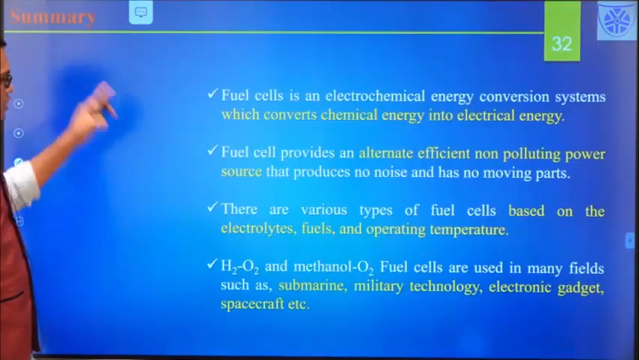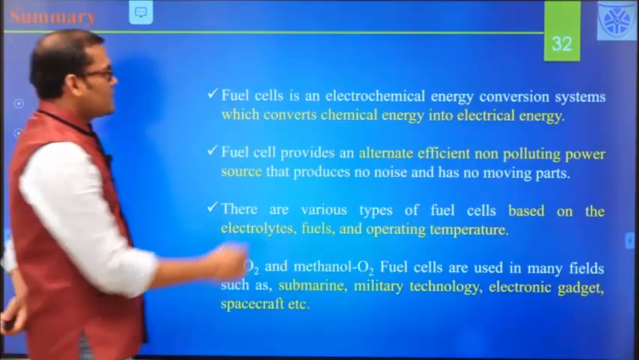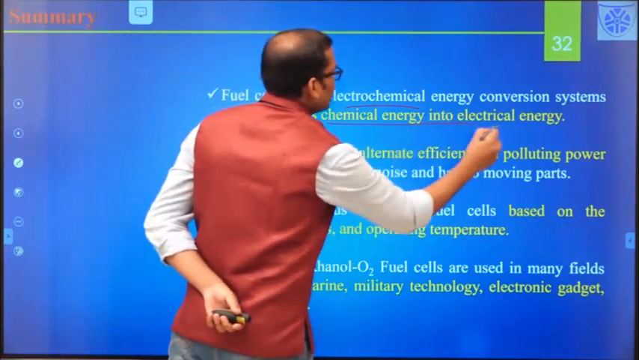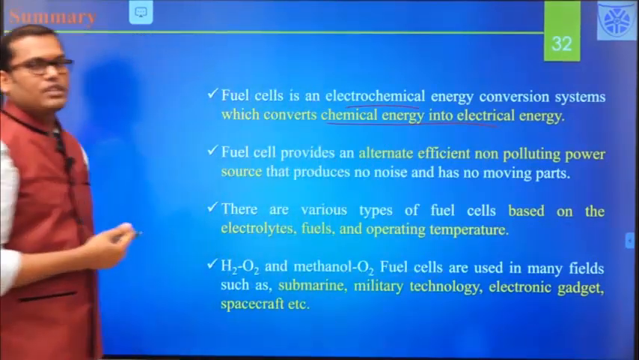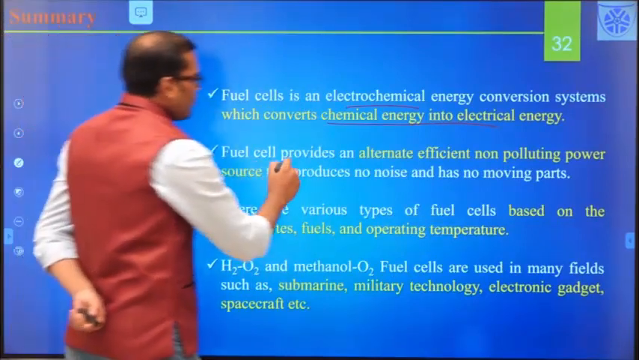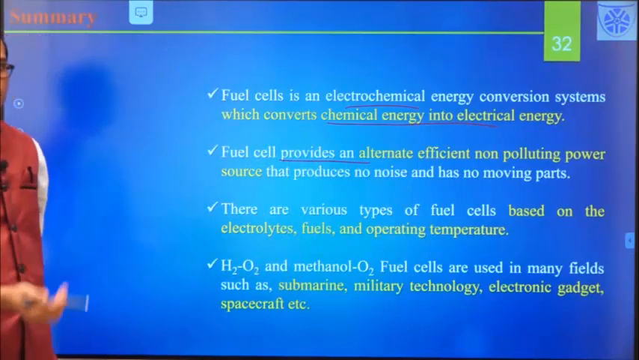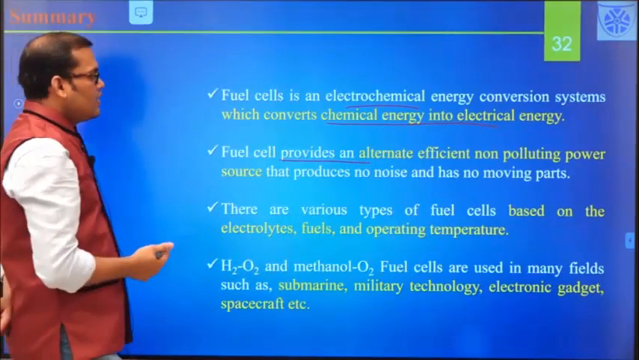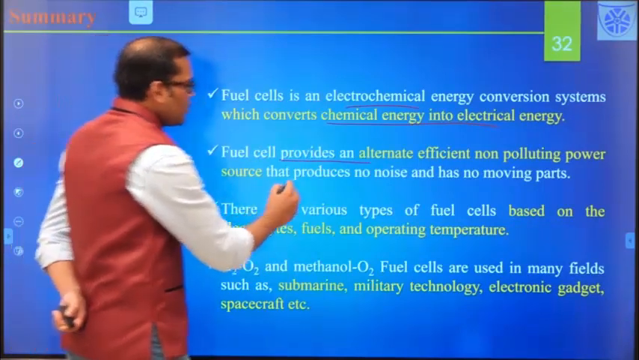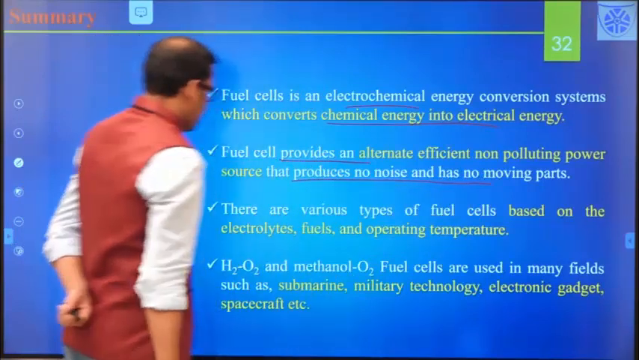So I will summarize overall module 1 and module 2. Fuel cells are electrochemical energy conversion systems where you can directly convert chemical energy into electrical energy, and the efficiency of this kind of fuel cell is around 60%, like general fuel cells. It can provide an alternate, efficient, non-polluting power source. If you consider the hydrogen oxygen fuel cell, it only gives out water as an exhaust. It also produces no noise and has no moving parts.